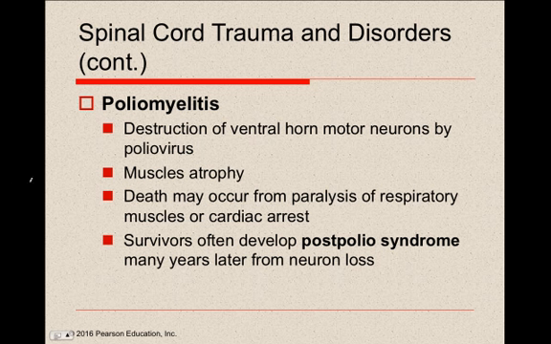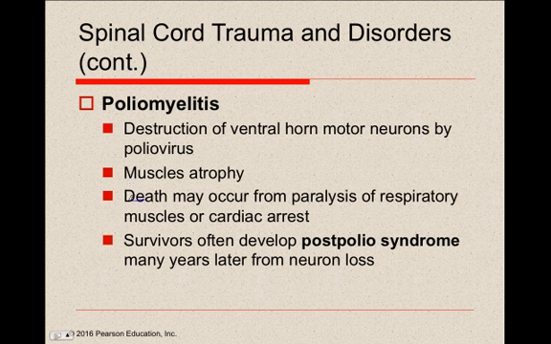Poliomyelitis, I'm not going to get into this too much, but you can read about it. This is just destruction of the ventral horn motor neurons by the actual poliovirus, depending upon the damage to the motor neurons. If the motor neurons are completely damaged, the muscles are no longer getting innervation and muscles can atrophy.